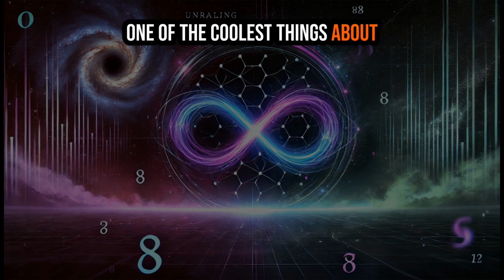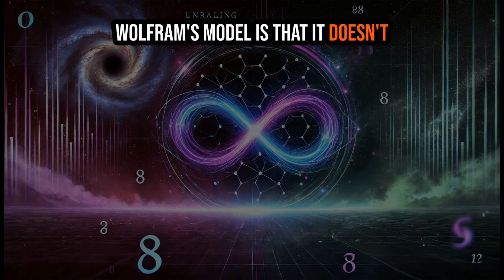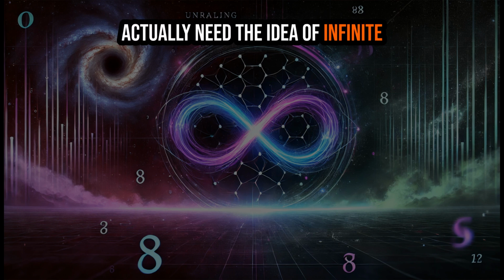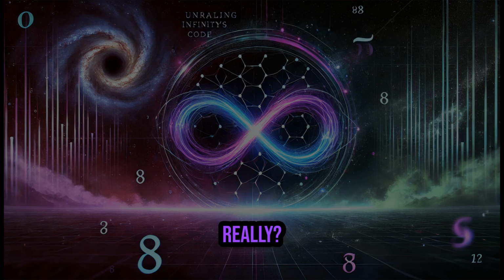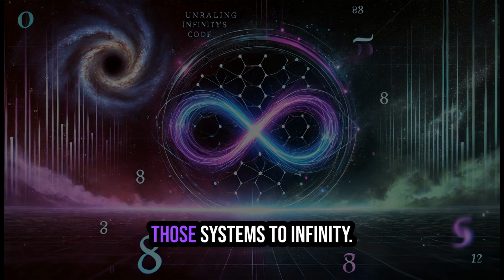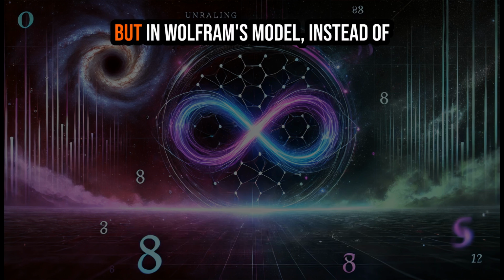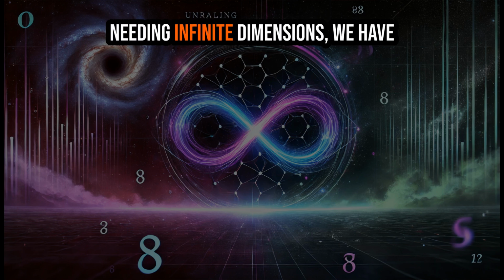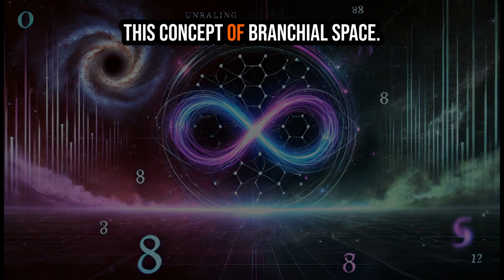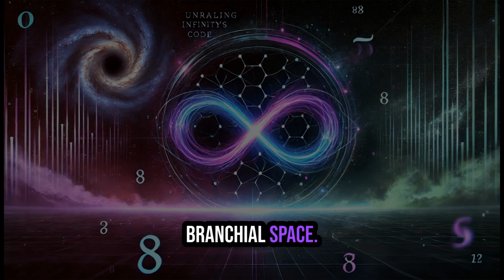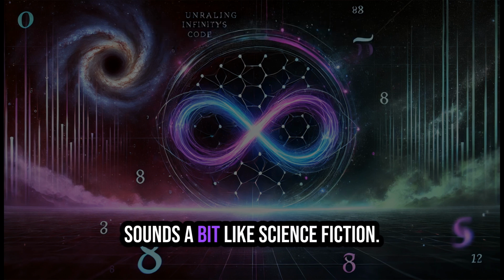And one of the coolest things about Wolfram's model is that it doesn't actually need the idea of infinite dimensions in the traditional sense. Really? But we were just talking about how hard it is to extend those systems to infinity. I know, right? But in Wolfram's model, instead of needing infinite dimensions, we have this concept of branchial space. Branchial space. Okay, you're going to have to explain that one. Sounds a bit like science fiction.